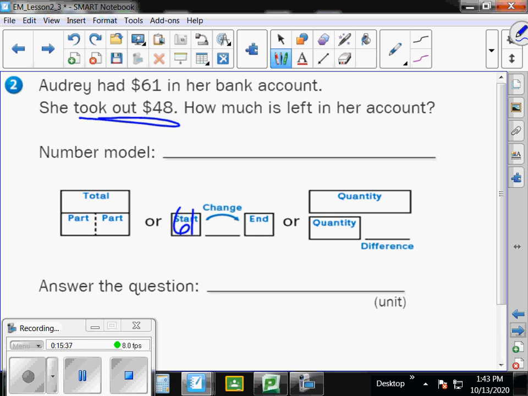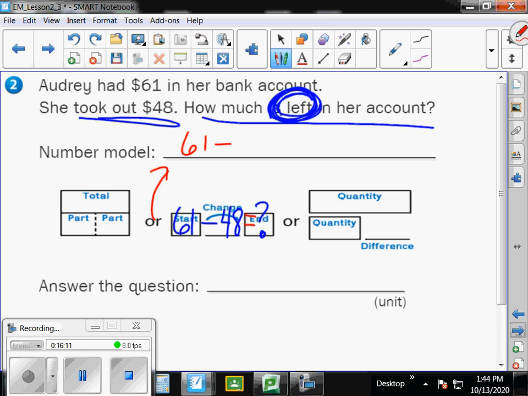When I'm taking out money, what kind of math am I doing? Subtracting, right? Subtracting the 48. How much money is left in her account? Well, I don't know. I'm going to put a question mark. That's what I'm trying to figure out. Guys, this is also a big clue. When you see the word left in a word problem, that's a really big clue that you're going to be subtracting. Okay? So, again, all I got to do is take this, and this is my number model. Put it right up here. 61 minus 48 equals question mark. It's a subtraction problem. Okay?